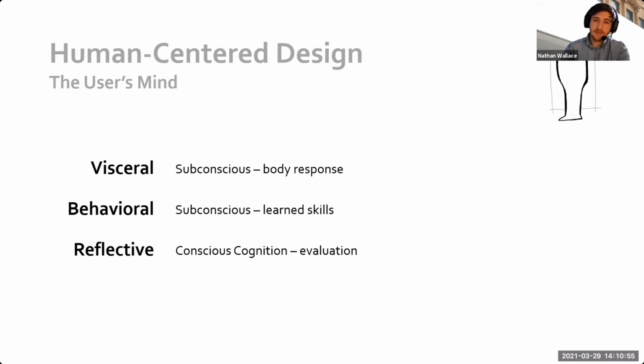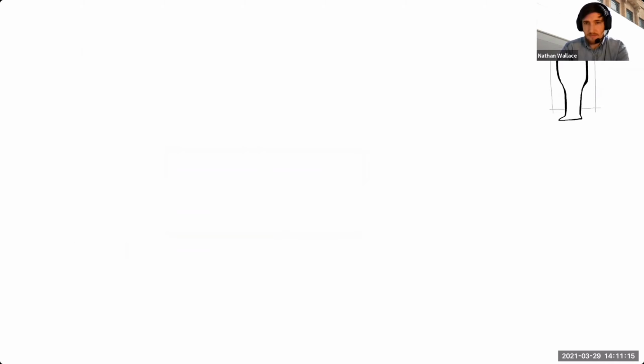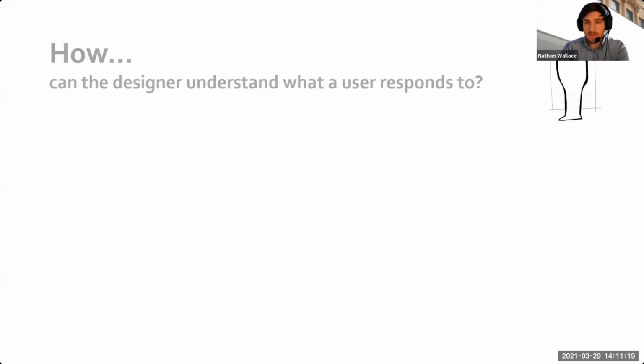All these levels obviously include recognizing the built environment, but more importantly, they include how the user thinks when interacting with objects. What to notice here is a majority of the actions are carried out in the subconscious thought. It is only in reflective that there is a conscious thought. So how can the designer understand what the user responds to? Simply, it's observation.